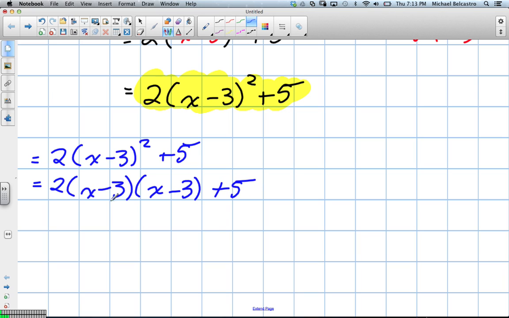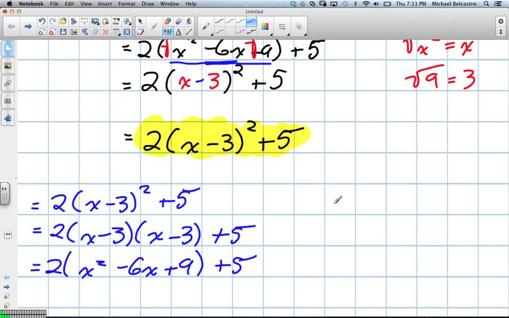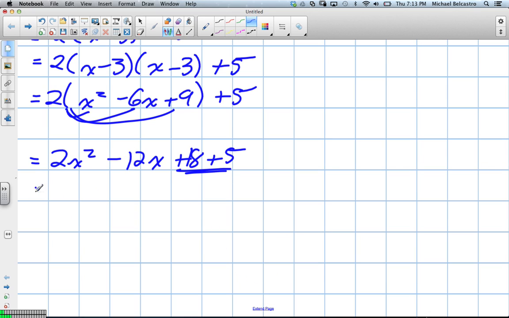I'm going to FOIL these brackets, and I'll do it very quickly, especially because they're identical. I know this is going to be x squared. Negative 3x minus 3x gives us negative 6x, and negative 3 times negative 3 gives us positive 9. If you notice, that's very similar to what we had up there. In fact, it's identical. Next, I distribute the 2 to everything: 2x squared minus 12x plus 18. Do you remember that 18 from before? Plus 5.